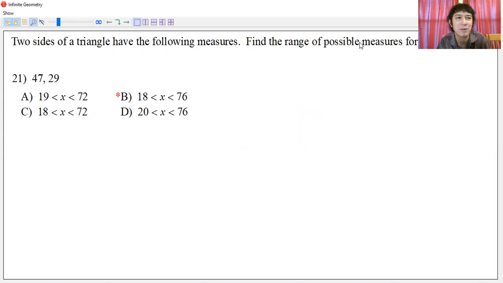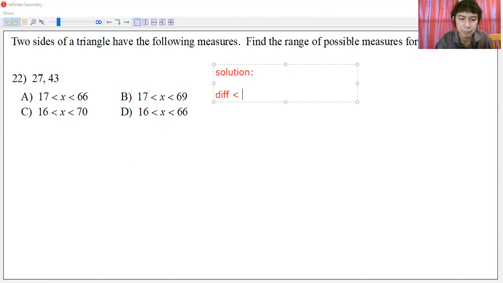Last three numbers. So 22. Okay, here's number 22. Two sides of a triangle have the following measures. Find the range of possible measures for the third side. Solution. Our formula is difference, and here's the sum. Okay, we get the two numbers and get the difference.